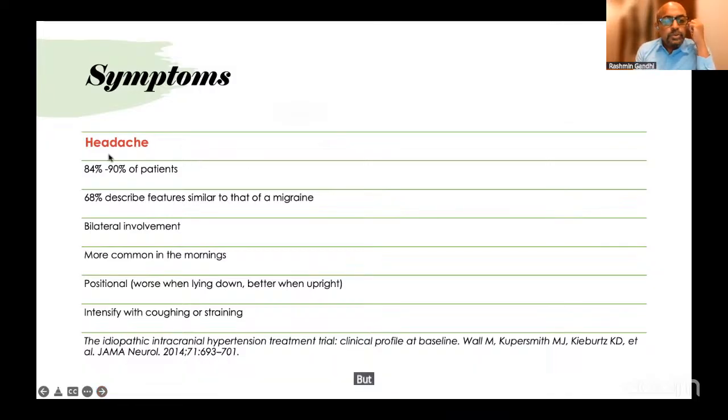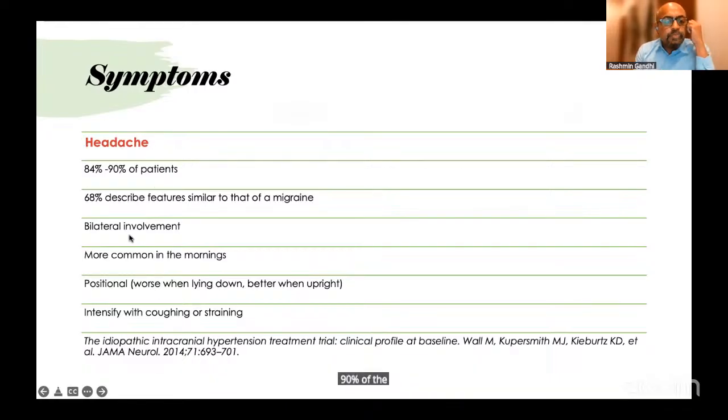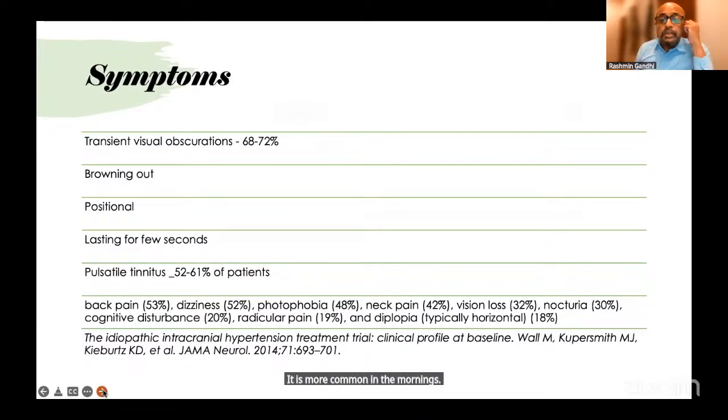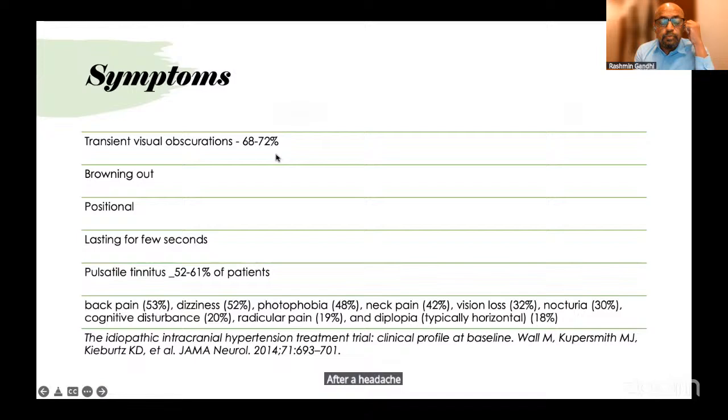But the most important symptom in patients with raised intracranial pressure is headache, which is present in 90% of the patients, and is generally bilateral. It is more common in the mornings. However, there are other symptoms which quite point towards raised ICP. The most important one after headache is transient visual obscuration, which is present in up to 70% of the patients. Generally, it is described as browning out of the vision. It is positional.